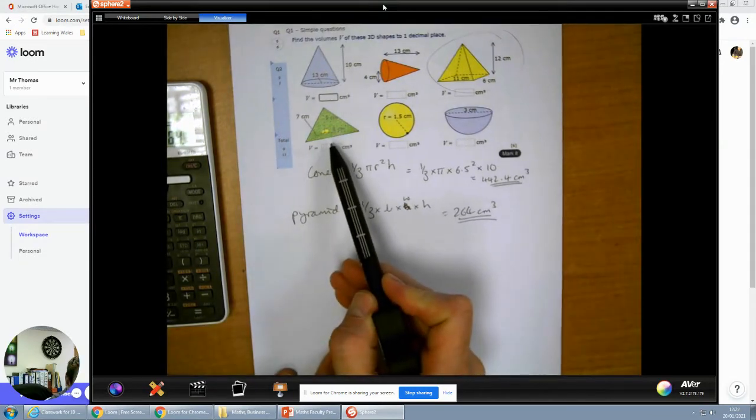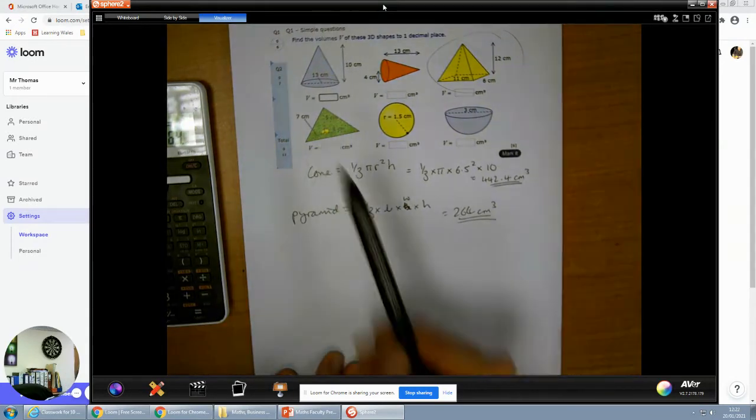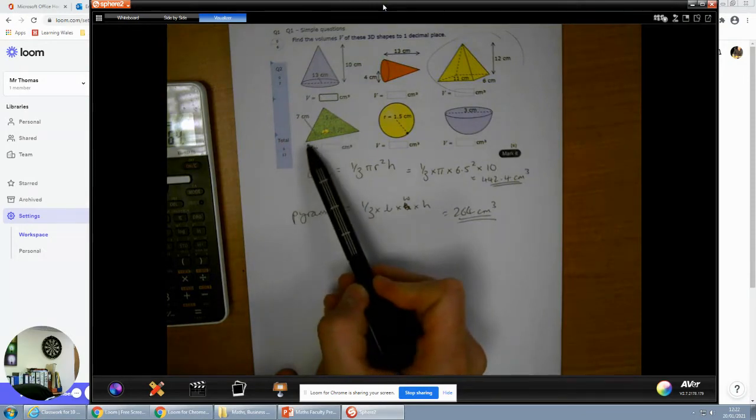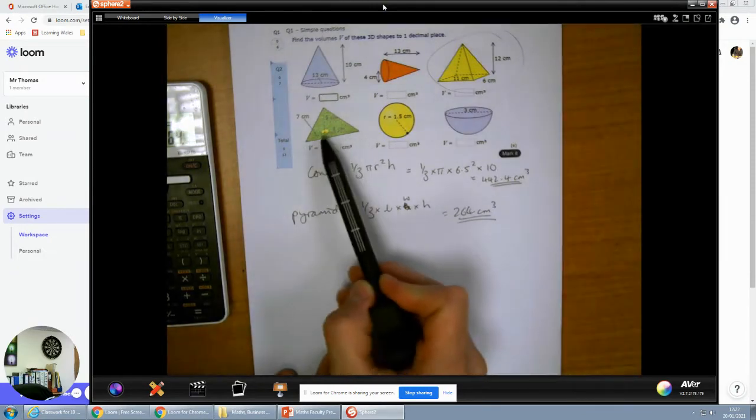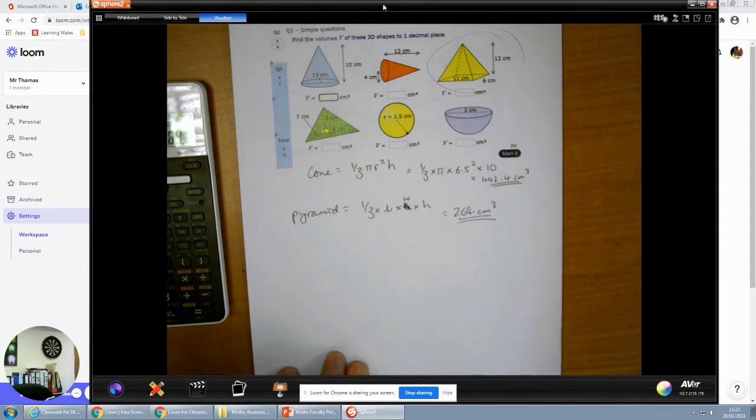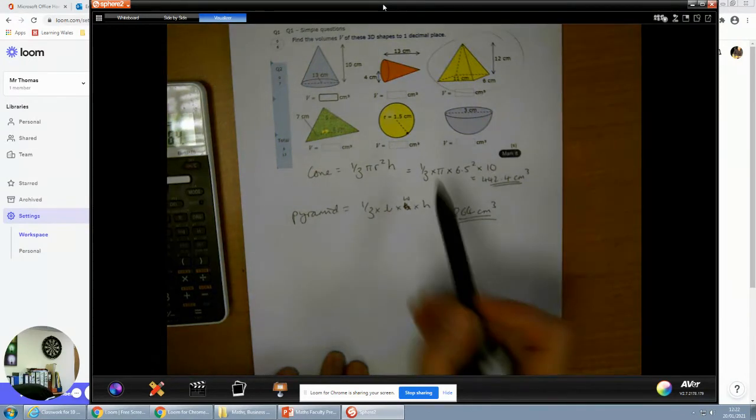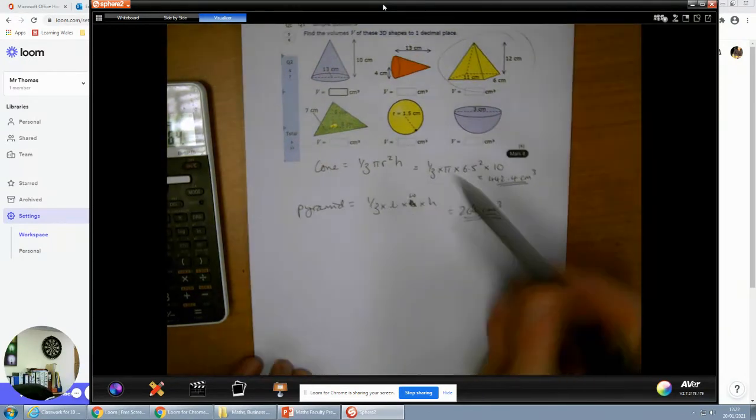Similar for this one then, that'll be easy. We'll do 1/3 times the length, 7, the width, 8, times the height, 5, and get the answer. Okay, no problem there.